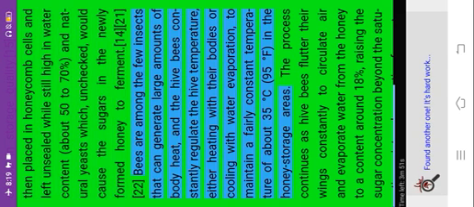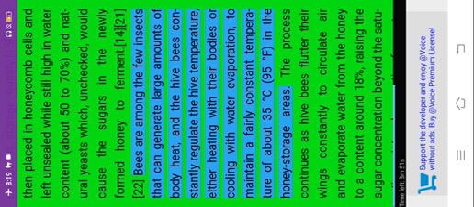Bees are among the few insects that can generate large amounts of body heat, and the hive bees constantly regulate the hive temperature, either heating with their bodies or cooling with water evaporation, to maintain a fairly constant temperature of about 35 degrees Celsius, 95 degrees Fahrenheit, in the honey storage areas. The process continues as hive bees flutter their wings constantly to circulate air and evaporate water from the honey to a content around 18%, raising the sugar concentration beyond the saturation point and preventing fermentation. The bees then cap the cells with wax to seal them.